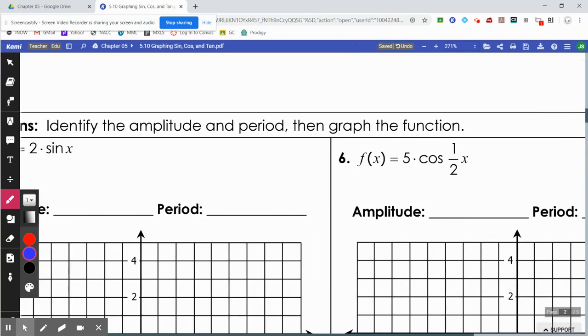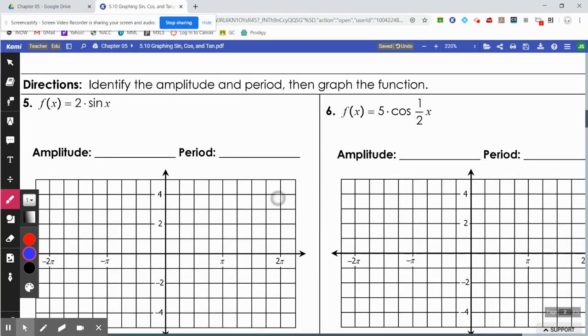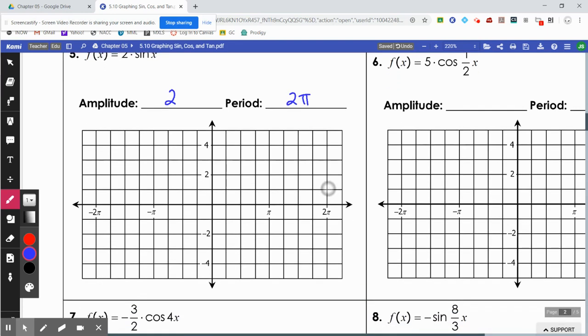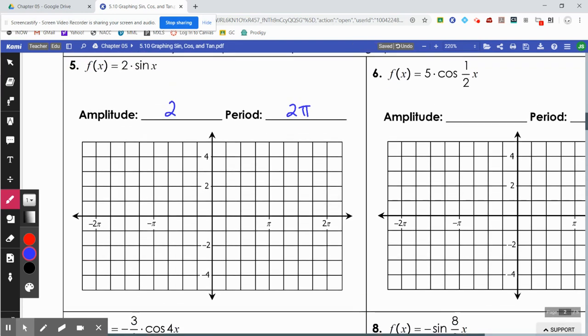Number 5 says identify the amplitude and period, then graph the function. So here the amplitude is going to be 2. The period is going to be 2 pi for the reasons we just said. Now let's look at some points on this graph. Again, what I would do is I'd plug in some values, plug in maybe 0. We know the sine of 0. When we plug that in, the sine of 0 is going to be 0 multiplied by 2, and you still have 0.